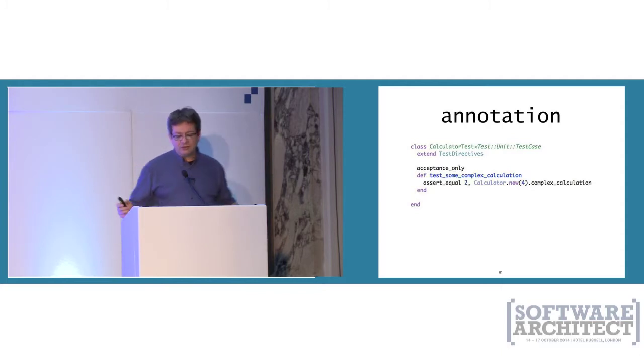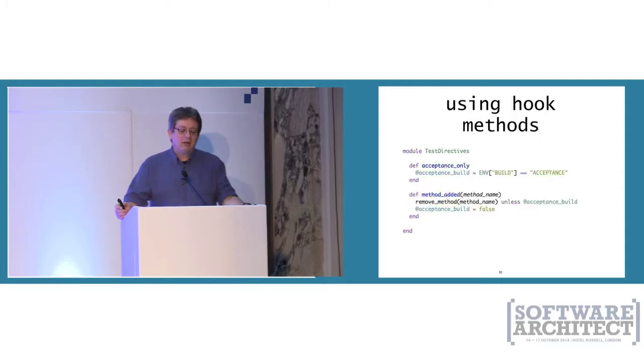The reason I did this little exercise is this is the entire implementation of acceptance only. This uses a mechanism called a hook method in Ruby, where I build a little function called acceptance only, and all that does, that means a private variable in the Ruby world. So that's going to be true or false depending on the state of that environment variable. This is the hook method.